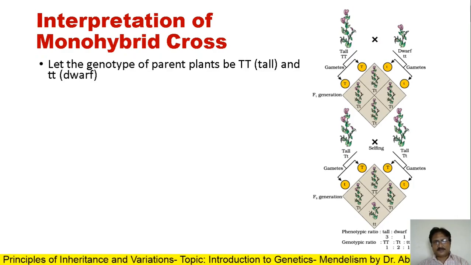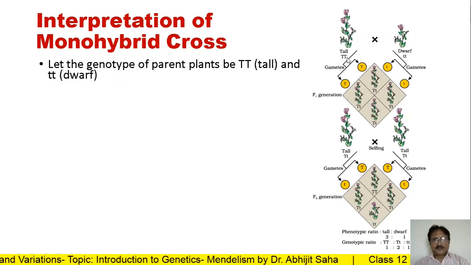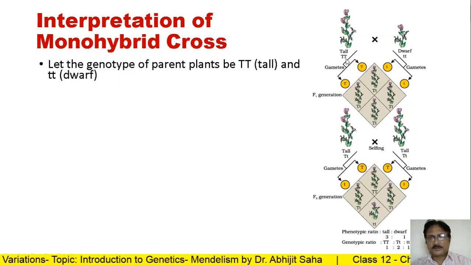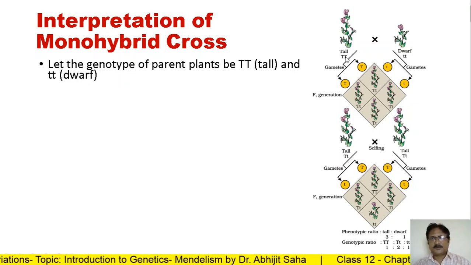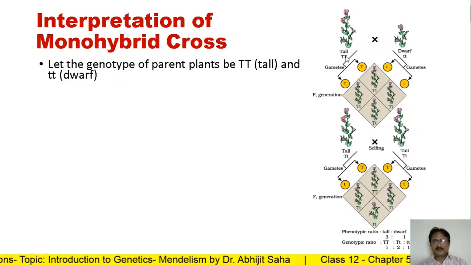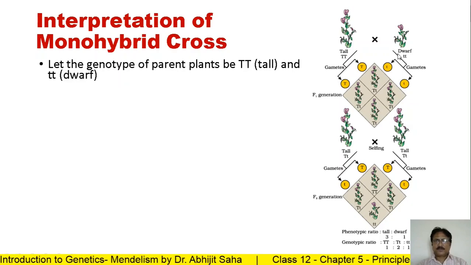That was the observation which he actually experimented and found. To explain how these things are possible, let the genotype of the tall plant be capital T, capital T. We are denoting tall plants as capital T and the dwarf, which is recessive, as the small letter of the dominant trait. So here dwarf is small t.